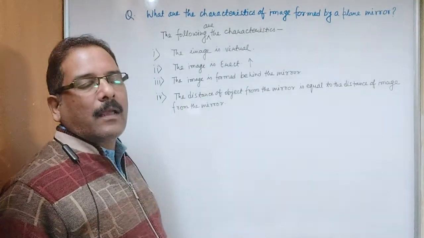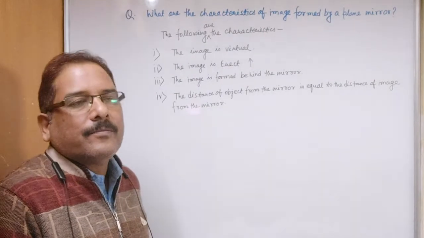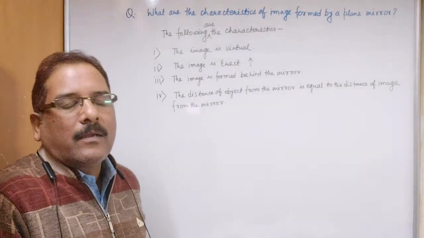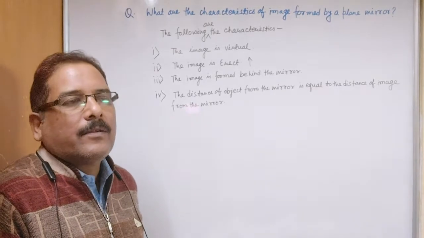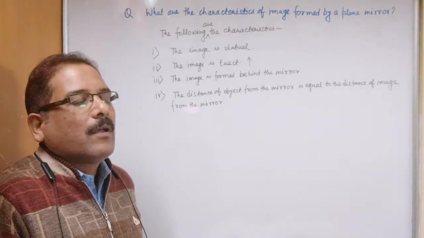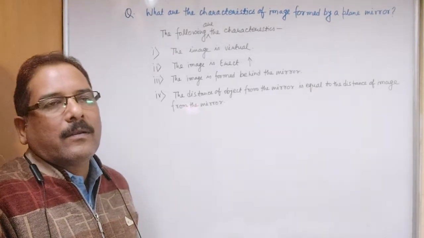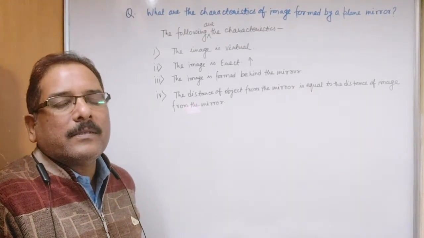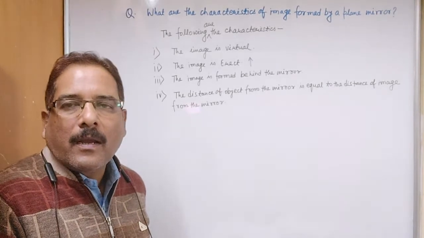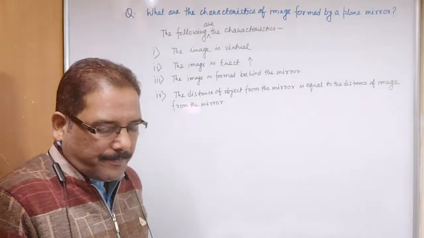It means if you are standing 1 meter away from a plane mirror, your image will be formed 1 meter behind the mirror. So what will be the total distance between you and your image? It will be 1 plus 1, it will be 2 meter.